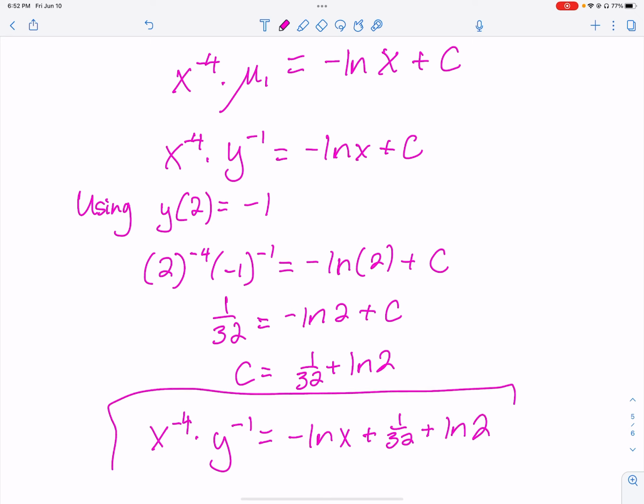This is a great answer. We have all the dy dx out of the way. We have everything. We could even solve for y if we wanted to. We could just flip everything after we multiply by x to the 4th. We don't have to do that, though. We can take this implicit answer. Oh, great.